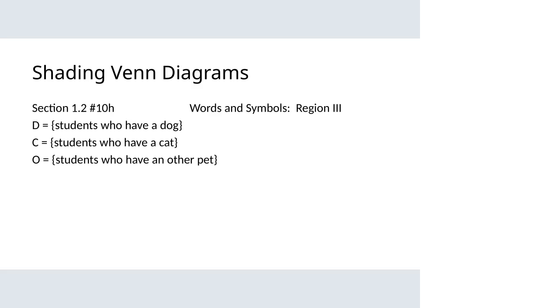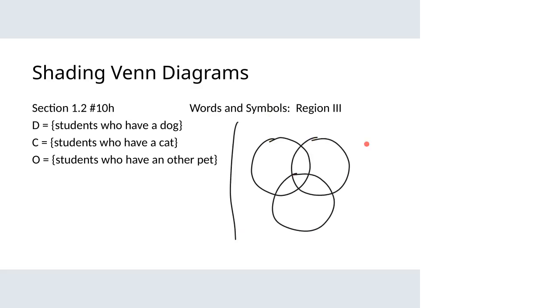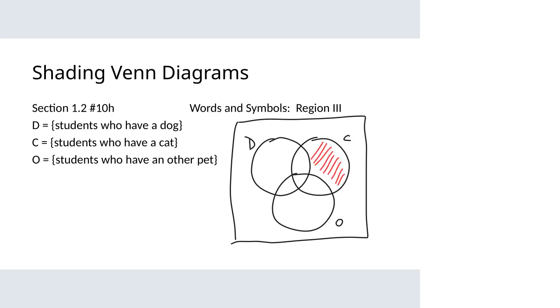Let's go ahead and look at one more because this is the last part of number 10. We're given a diagram. And I think this one's easier than the last one, actually. The only thing shaded in that diagram is region 3. What this would mean, in practical terms, is they have a cat, but they don't have anything else.